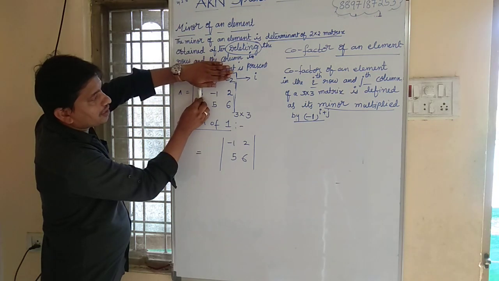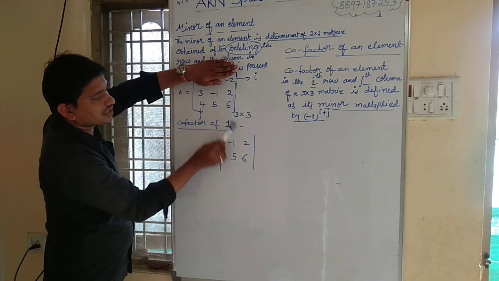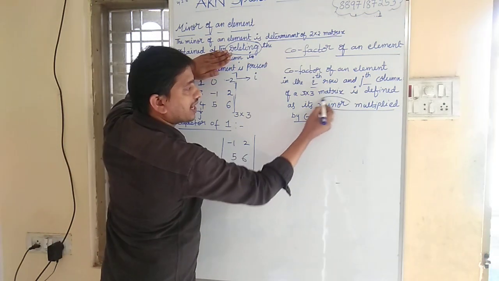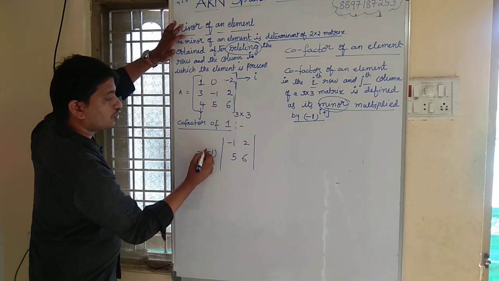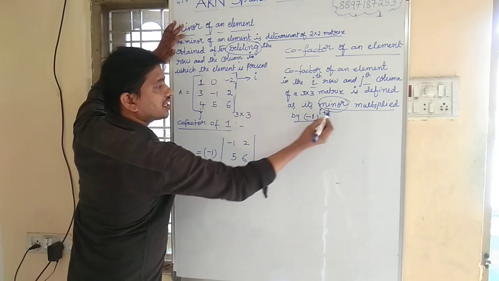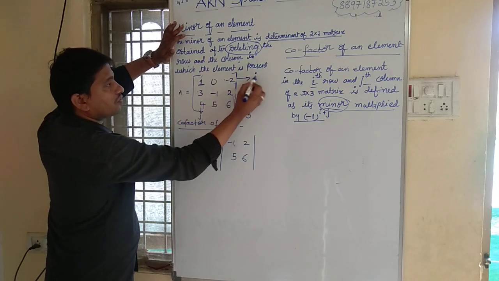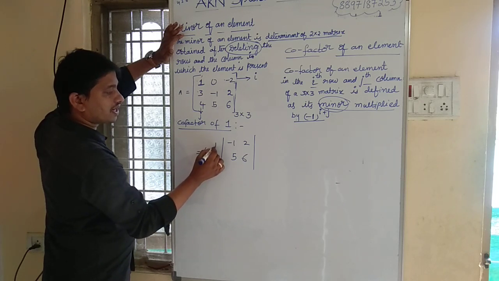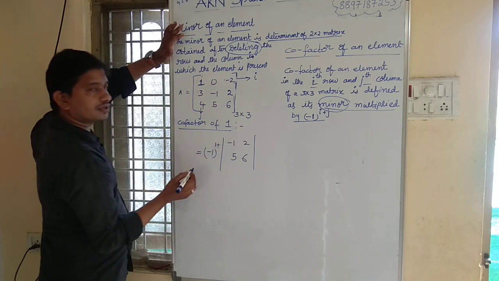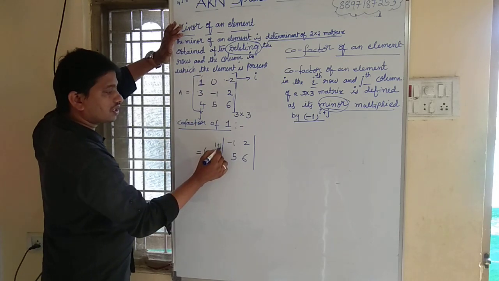That particular column and particular row you remove, and the remaining elements are minus 1, 2, 5, 6. That is called the minor, multiplied by minus 1 whole to the power of i plus j. Here i means the element 1 is in the first row, so i is 1, and the element 1 is in the first column, so j is also 1.